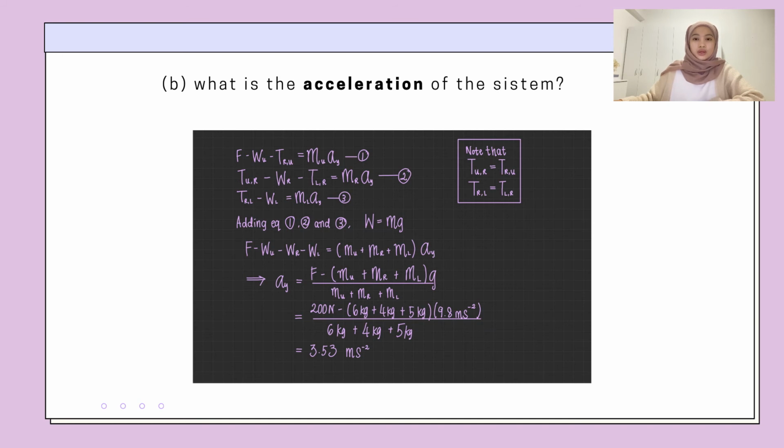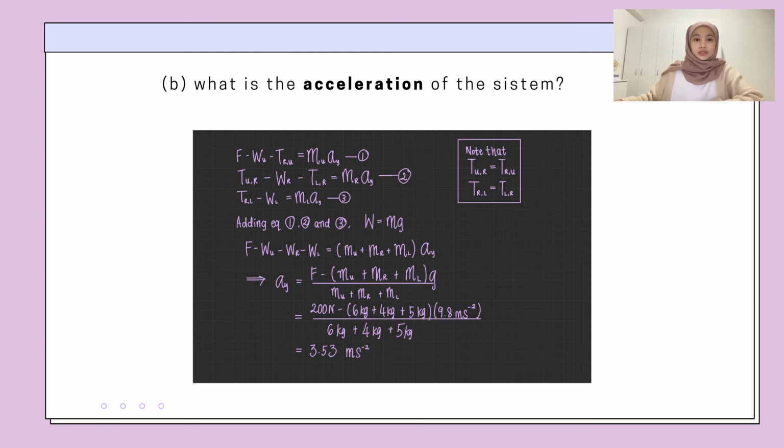Then we add all the equations 1, 2, and 3, and we obtain F minus W_U minus W_R minus W_L equal to M_U plus M_R plus M_L times a_y. We know that W equals mg, and we also know the values of the masses and the force F. So solving for a_y, we find that a_y equals F minus (M_U plus M_R plus M_L) times g, divided by M_U plus M_R plus M_L.